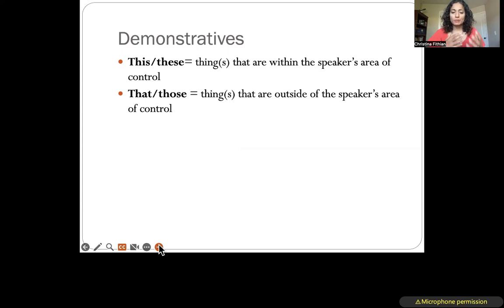So again, just to repeat, this and these are a thing or things that are within the speaker's area of control. That or those are things that are outside of the speaker's area of control, singular and plural, respectively.